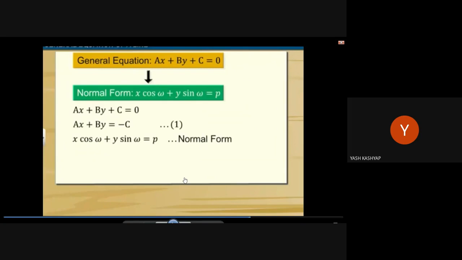If you say y is equal to mx, can you say the equation of the x-axis is passing through the origin? The x-axis equation is y is equal to 0, so in this the slope is equal to 0. So you can write it as y is equal to 0x.